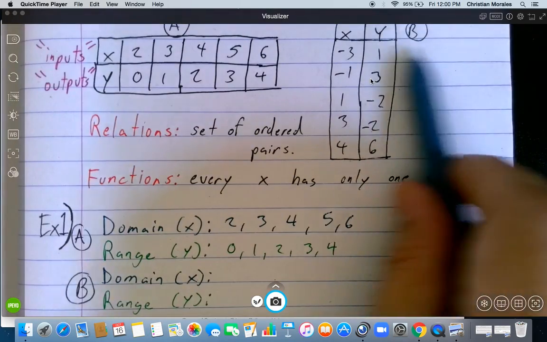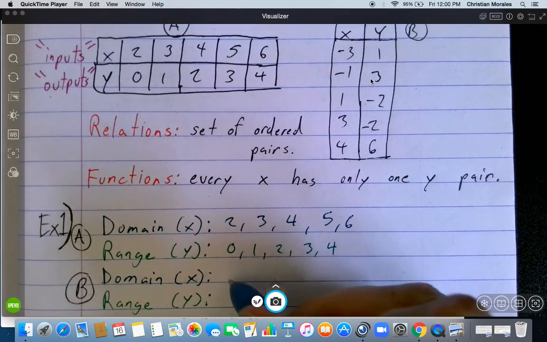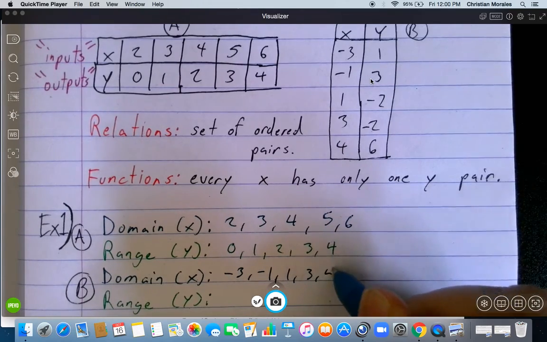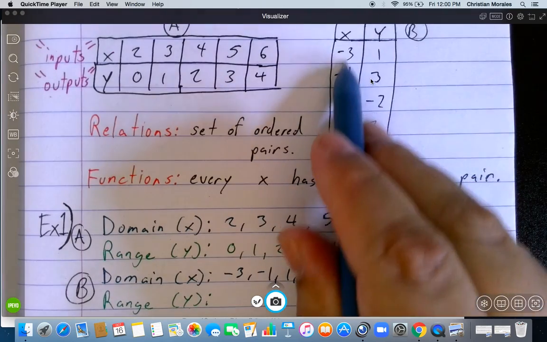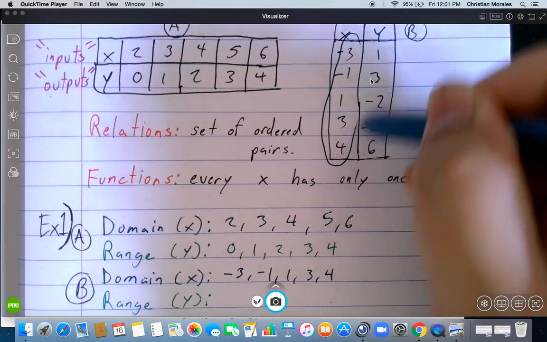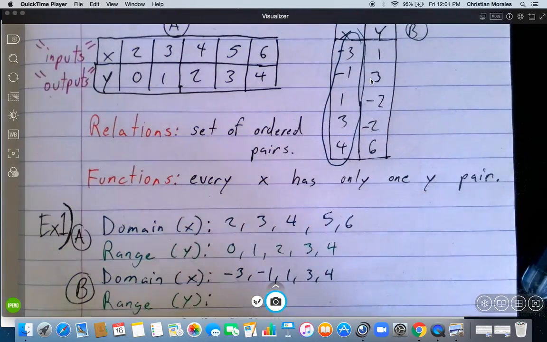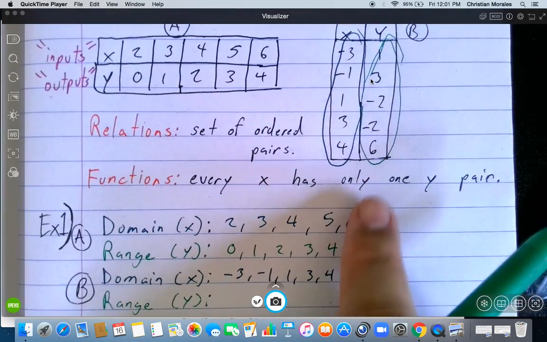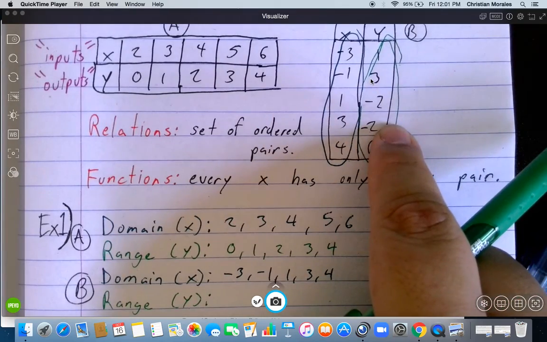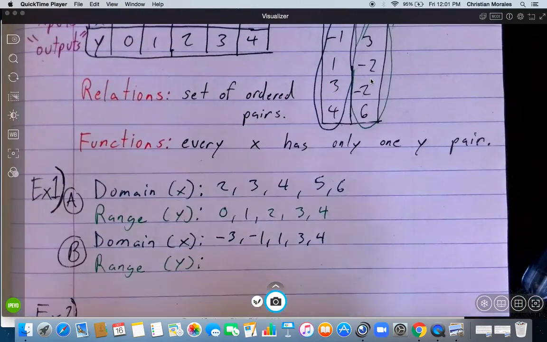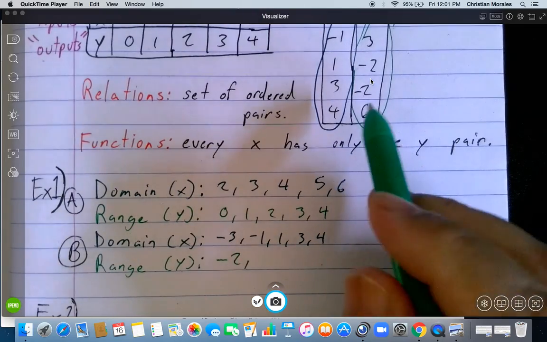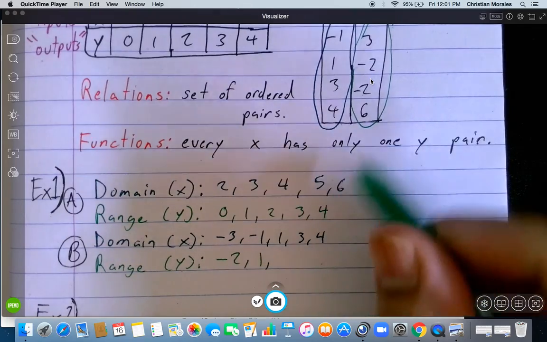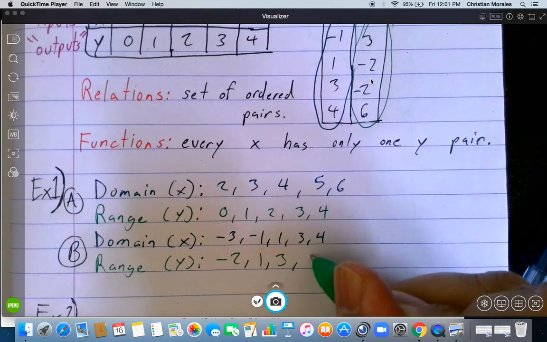For letter B, these are my x's. So you like to list them in order from least to greatest. Those are my domains. Those are my x's right here. But then for range, range is not in order. But when I write it down, it should be. So the smallest number is actually negative 2. So let me move this up. I would put negative 2 first. Then the next number is the 1. So I'll put a 1 next. Then 3. And then 6.